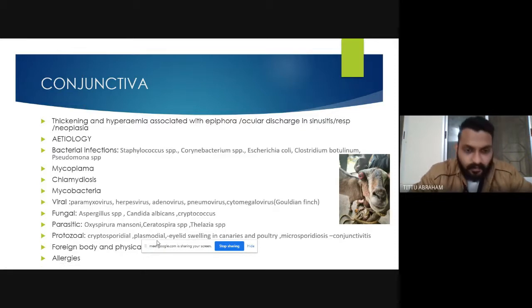These are not so common, but still can be seen, especially in canaries and poultry. This plasmodial infection can be seen causing eye inflammation. Next is this microsporidiosis. It can cause conjunctivitis. Then this foreign body.